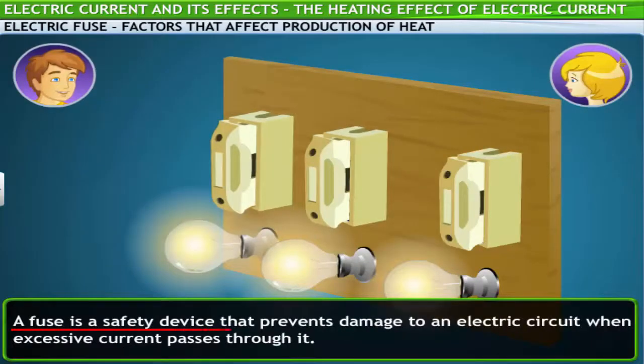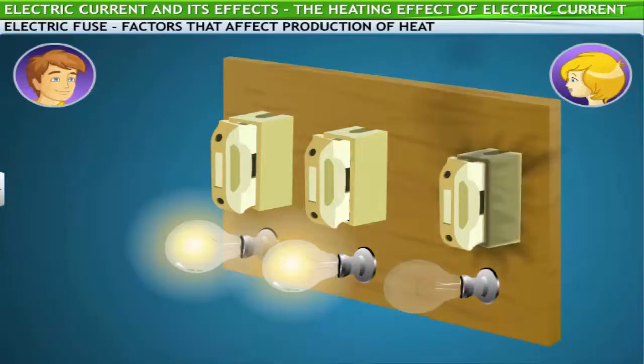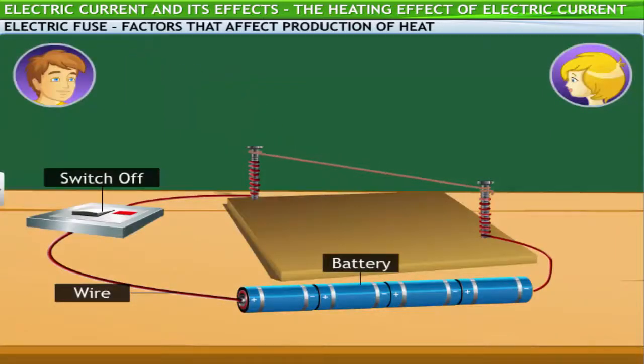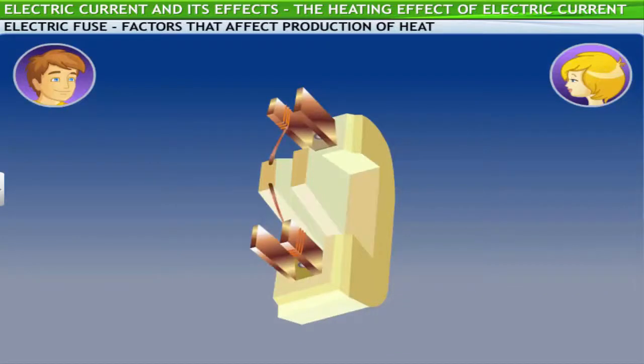A fuse is a safety device that prevents damage to an electric circuit when excessive current passes through it. Damage to an electric circuit could lead to a fire. Let me connect the circuit. I will use a thin copper wire to show you how a wire can melt when a large current passes through it. Let me switch on the current in the circuit. See, Tina, when a strong current starts to flow through the thin copper wire, the heating effect of electricity melts the wire. Thus, the circuit breaks.